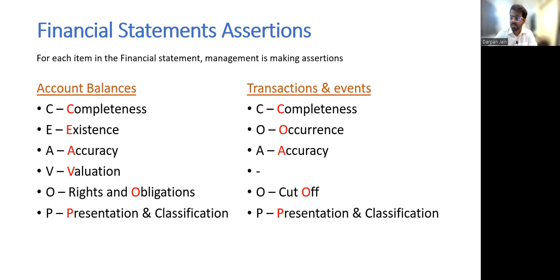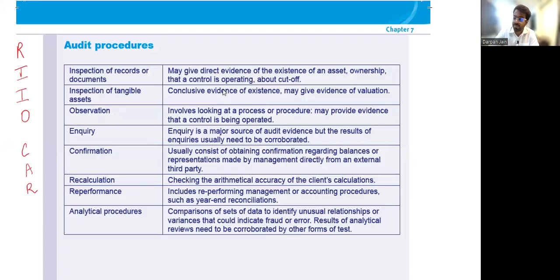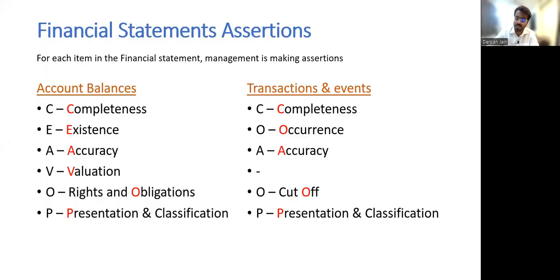Which procedure? I got one answer: inspection. Nitin says observation. Okay. Inspection of what, Vandita? You said inspection. Because there were two types of inspection. If you remember, there were three eyes: two inspections and one inquiry.